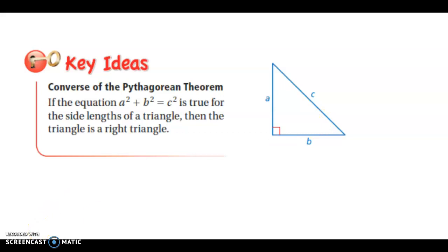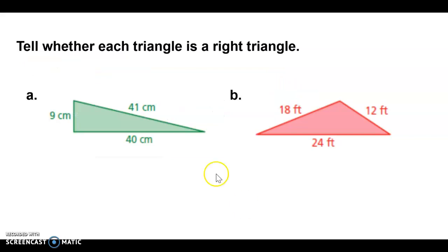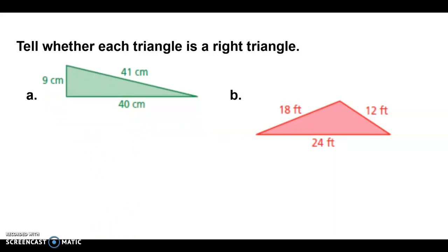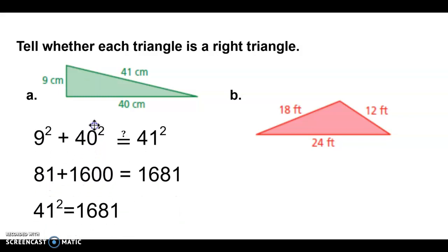So let's look at how we would apply that. Okay. Here are some triangles. You'll notice there's no right angle symbol. I don't know if this is a right triangle, but I do know how long each of the sides are. So I can use the converse of the Pythagorean theorem to check it. Is that a right triangle? Well, these are clearly my short sides, 9 and 40. They're both shorter than 41. So if a squared plus b squared equals c squared, then I know it is a right triangle.